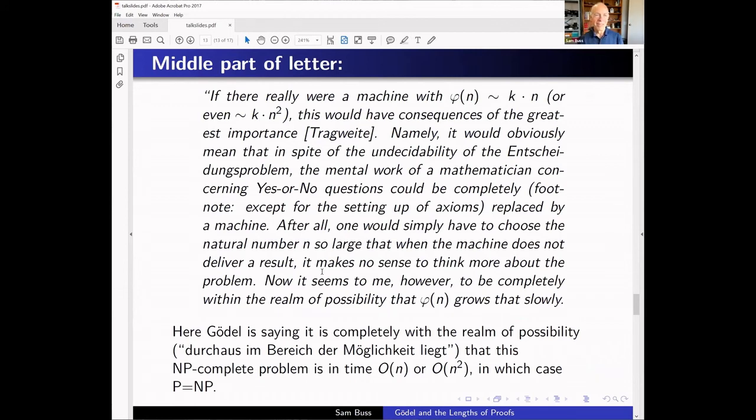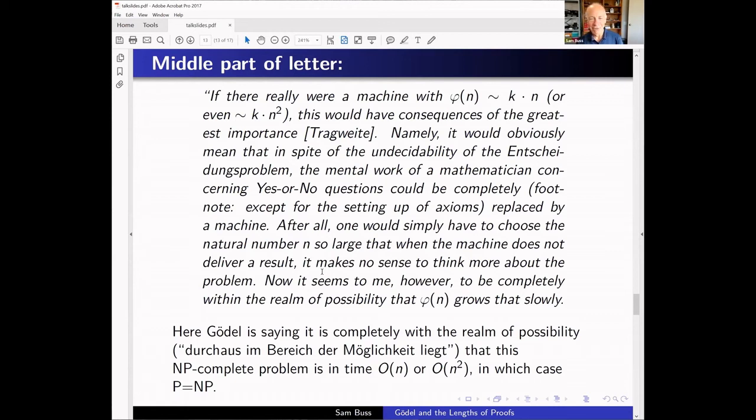But he goes on, if there really were a machine with phi of n proportional to k times n, or even k times n squared, this would have consequences of the greatest importance, right? Namely, it would obviously mean that in spite of the undecidability of the Entscheidungsproblem, the mental work of a mathematician concerning yes or no questions could be completely, footnote except for the setting up of axioms, replaced by a machine. After all, we would simply have to choose the natural number n so large that when the machine does not deliver a result, it makes no sense to think more about the problem.